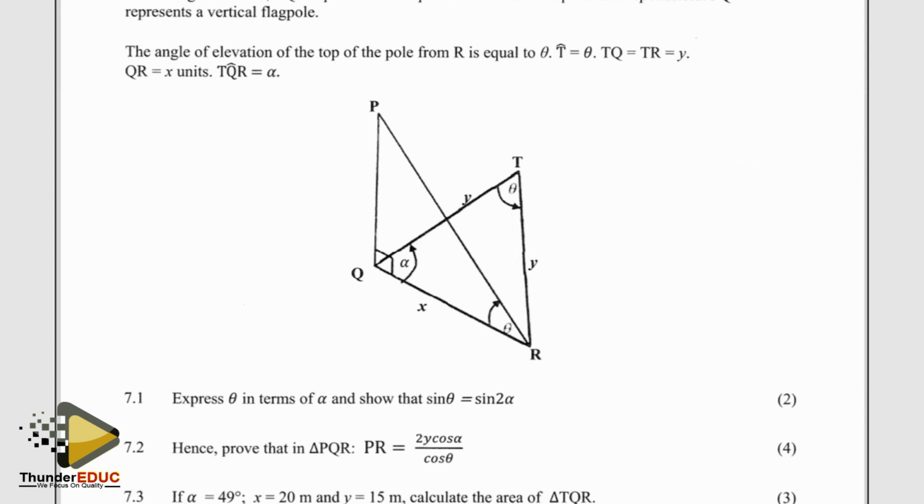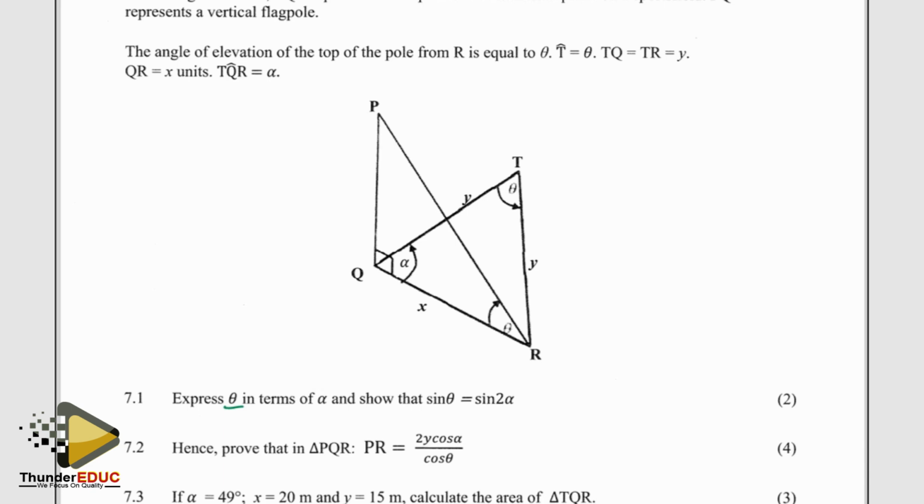All right, then question number 7. The diagram below, TQR, represents 3 points in the horizontal plane, with the vertical blackboard. The angle of elevation of the top of the pole from R is theta. TQ and TR is Y, TQR is X, and that is alpha. Express theta in terms of alpha, show that that is that.